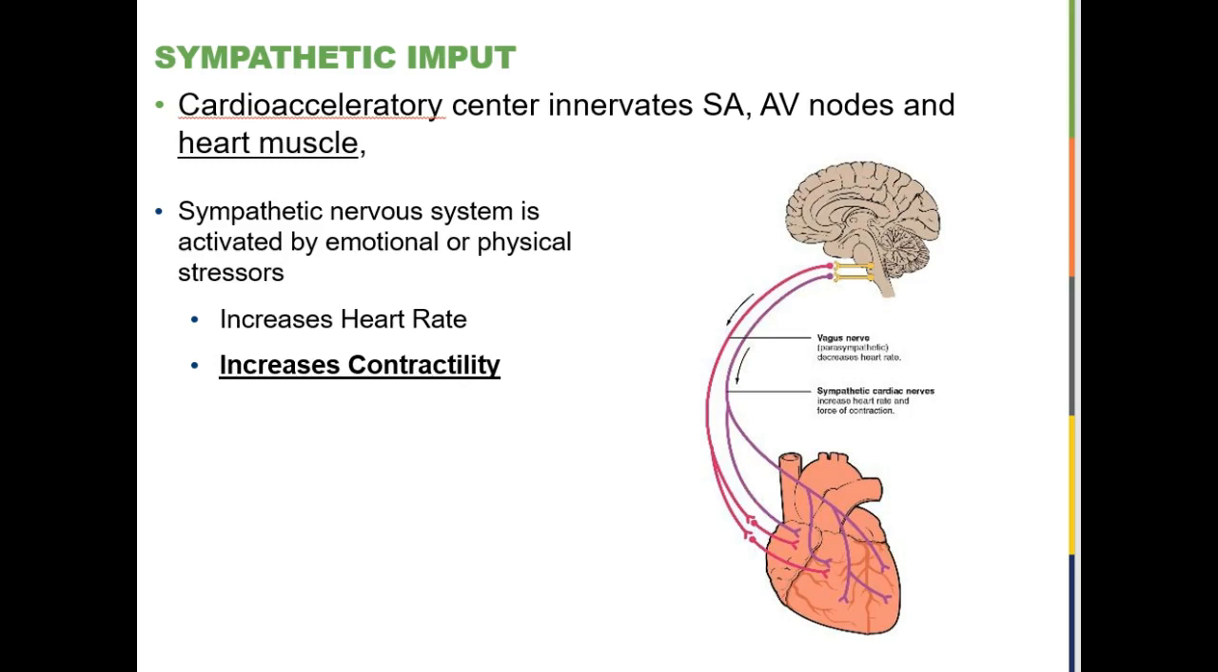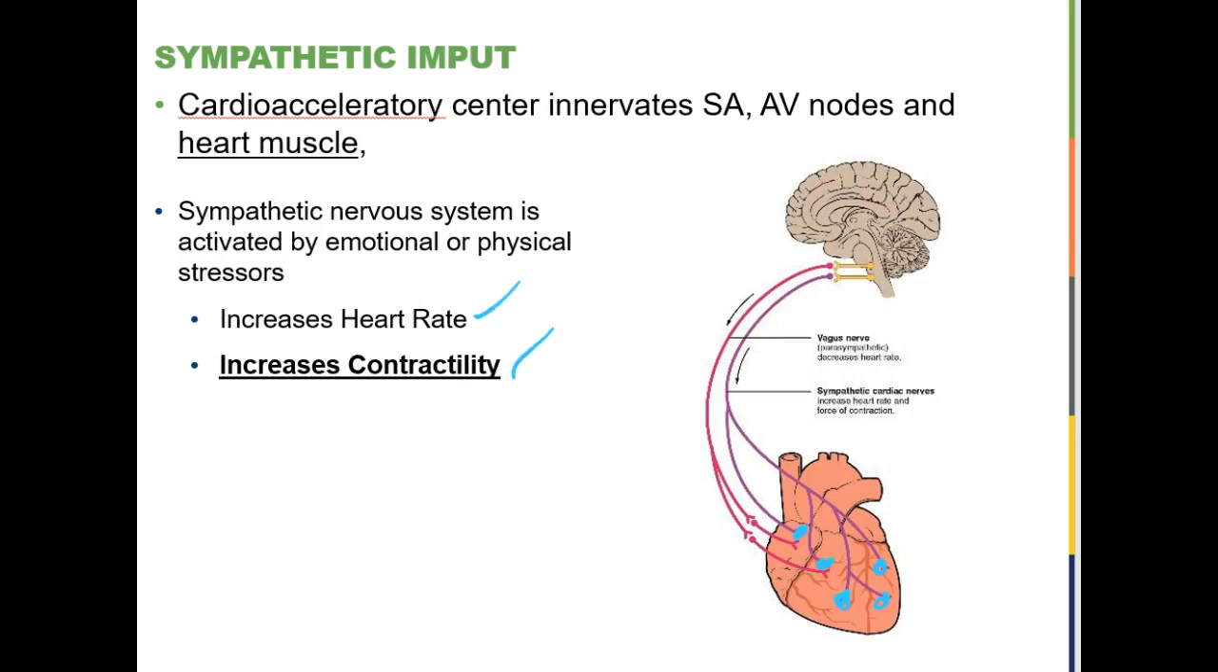So the sympathetic is in charge of your cardioacceleratory centers. And here we want to note that the sympathetic nervous system is dumping neurotransmitter on your sinoatrial and atrioventricular nodes. So it can affect your autorhythmic tissues, but it also can dump epinephrine directly onto the myocardium. So as we see, it can affect both heart rate and contractility, right?